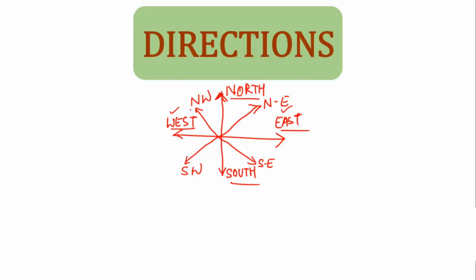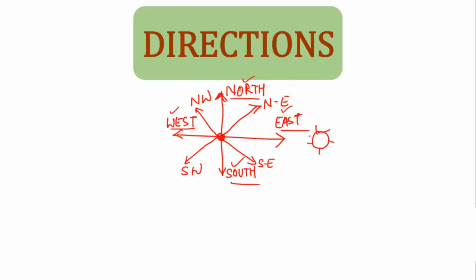Mind you, it is not west north or east north, something like that. It is northwest. So north or south is written first and then east or west is written. So northwest, northeast, southeast and southwest. These are the 8 main directions which you should know for solving sums related to direction sense test. Now moving to the second concept, we know that the sun rises in the east.